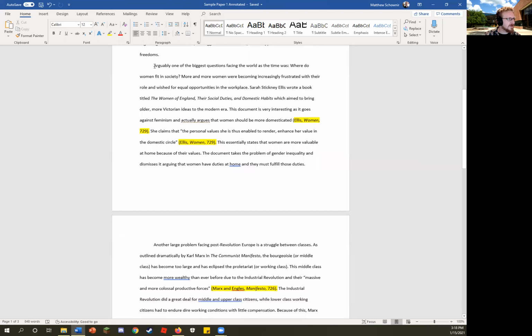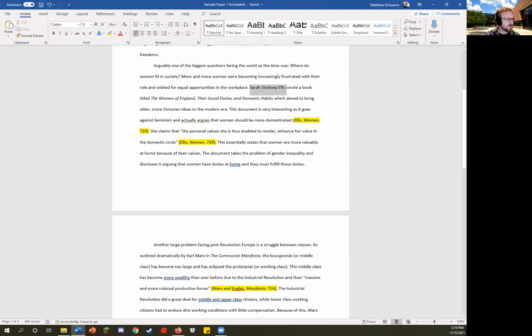this prompt, which has to do with modern problems and modern solutions. And so they kind of introduce the problem here. One of the biggest questions facing the world at the time was, where do women fit in society? This is one of the questions asked in the paper prompt. He goes on to say more and more women are becoming increasingly frustrated with their role and wish for equal opportunities in the workplace. However, and he starts using his document evidence now to support what he's saying.